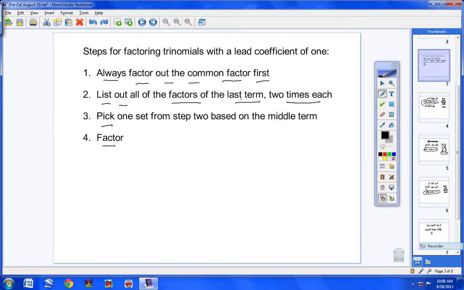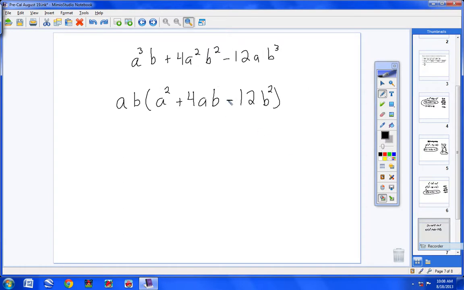So let's come over here. Look at your last term. It's negative 12. I'm not worried about the variable, but it's negative 12. So I'm going to list out all the factors of negative 12 right over here. All right? So what would that be? We've done this one before already, 12, I believe. 1 and 12, 2 and 6, 3 and 4.